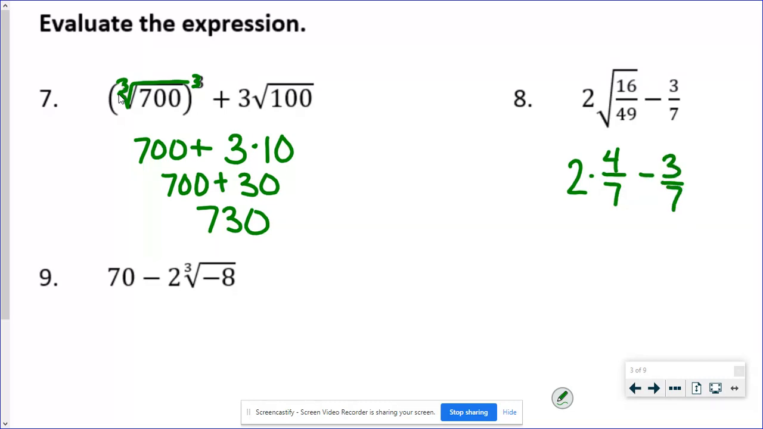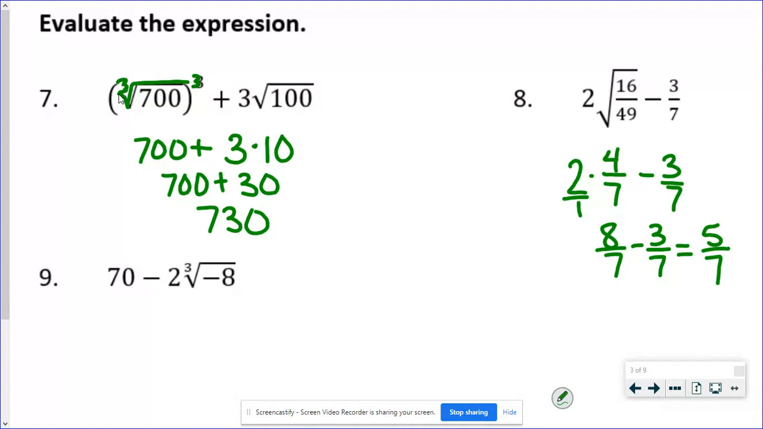Before you worry too much about fractions, remember this is just a 2 over 1. So 2 over 1 times 4 over 7 will be 8 sevenths minus that 3 sevenths. We just subtract the numerators and we get 5 sevenths.